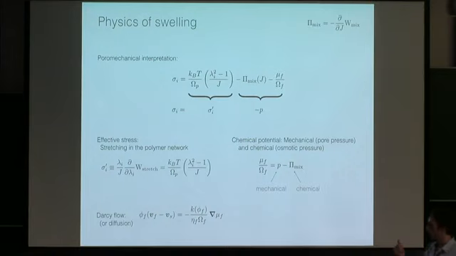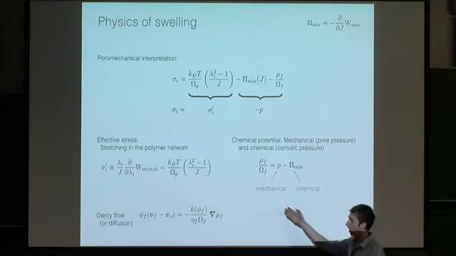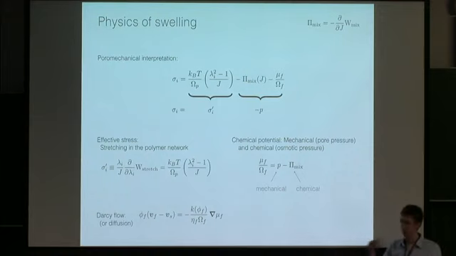If we think about this in a poromechanical way, we can interpret these different contributions in a way that connects back with what we were just talking about. The stretching contribution is really the effective stress in the polymer network, the fraction of the stress that's being supported by the polymer chains through stretching. The other two pieces together make up what I'm going to call the fluid pressure. One way to think about it is that there's a chemical potential, which has a mechanical component, the fluid pressure, and a chemical component, the osmotic pressure.